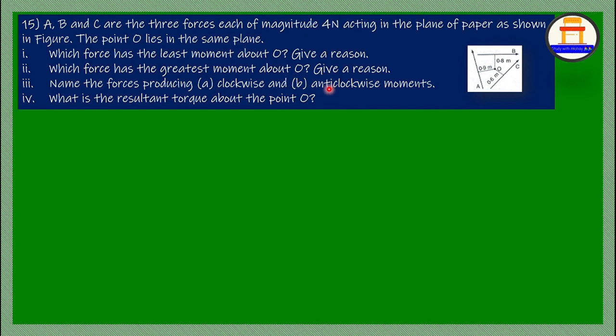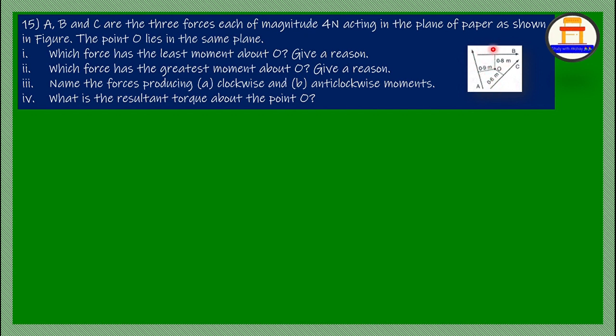And third subdivision, we have two sub questions again. For the first sub question, clockwise, that is A and B produce clockwise moments. For that, what is the explanation given? If the turning effect on the body is clockwise, the moment of force is called clockwise moment, and this clockwise moment will be taken negative. Okay, be very careful with it. Clockwise moments will be taken negative.